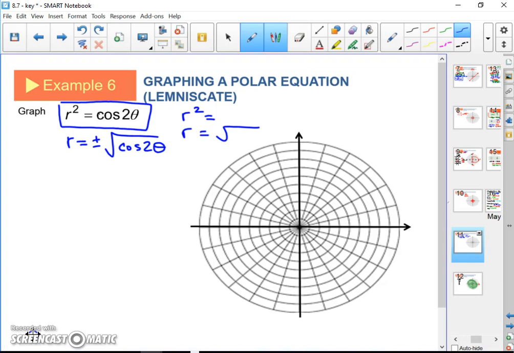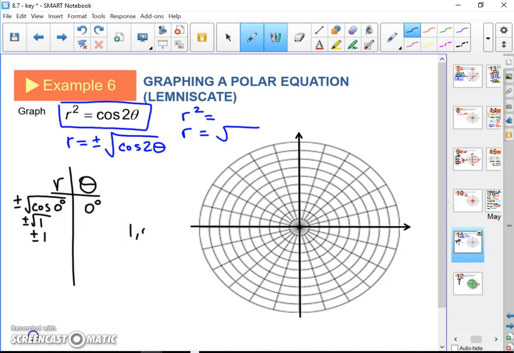If I didn't have any graphing software, I would make a table, but this is going to be pretty difficult to do. I'd try 0 degrees, and I'd have plus or minus the square root of cosine of 2 times 0, which is 0. And cosine 0 is 1. So I have plus or minus the square root of 1, which is plus or minus 1. If you go to 0 degrees, this represents 2 different points: 1, 0, and negative 1, 0.